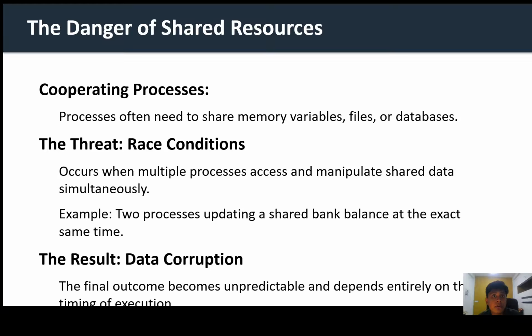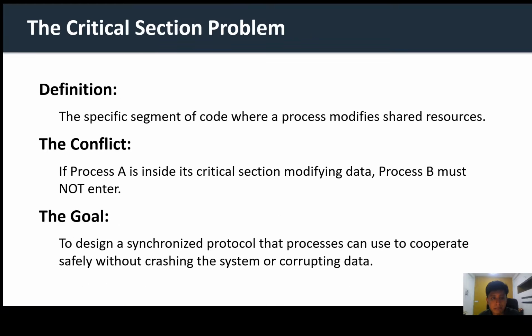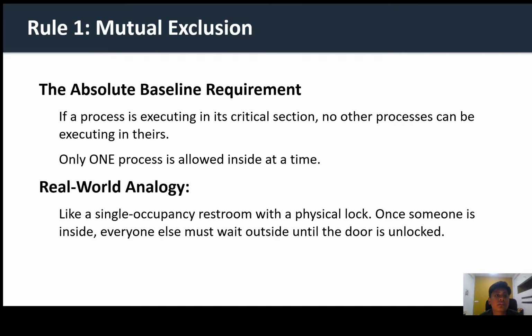So we want this thing to not happen, so we jump into critical section part, a specific segment of code where process modifies shared resource. It's a specific part of code where process modifies shared resource, right? The conflict: if process A is inside critical section modifying data, process B cannot enter and must not enter, right? So race condition will not happen. What is our goal? To design synchronization protocol that processes can use to cooperate safely without crashing the system and corrupting data, right?